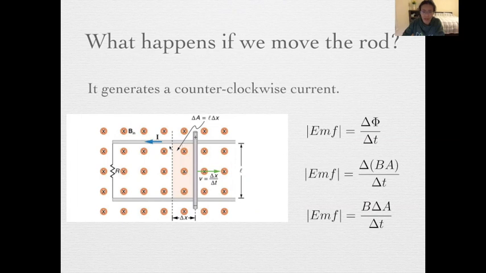So this rod will generate a current coming this way. We know the current will only move forward when you have a potential difference. Here you see a current, which means you have a voltage difference, which is EMF. Because the voltage is generated by the change in flux, it generates a potential difference. We call this generated potential difference EMF.